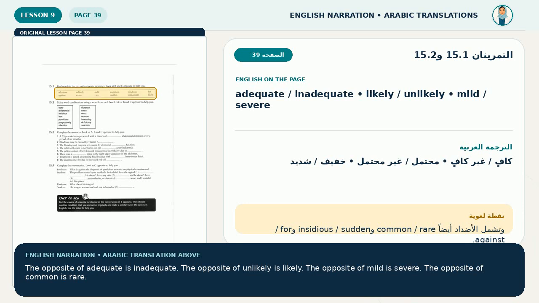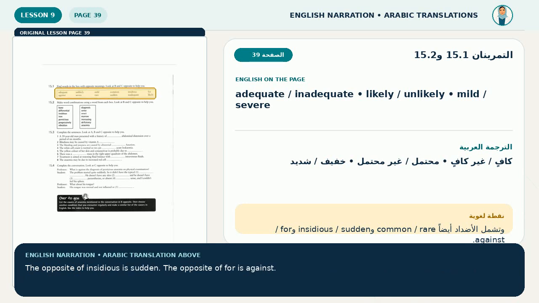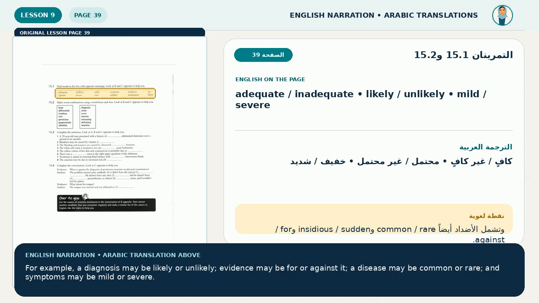The opposite of mild is severe. The opposite of common is rare. The opposite of insidious is sudden. The opposite of for is against. These pairs are especially useful in clinical discussion. For example, a diagnosis may be likely or unlikely.